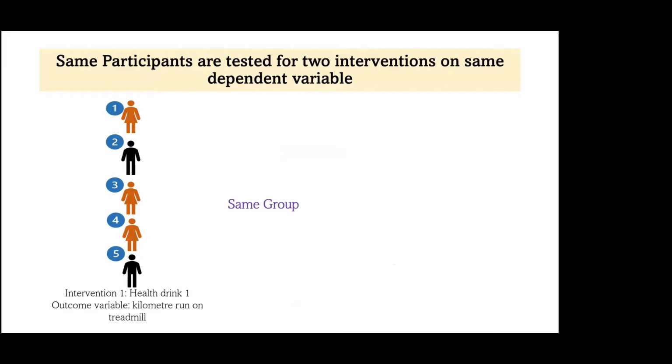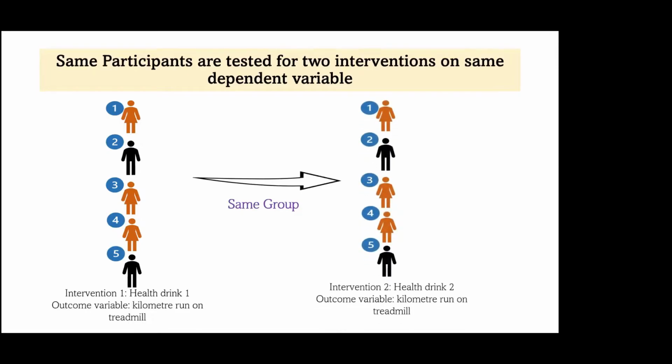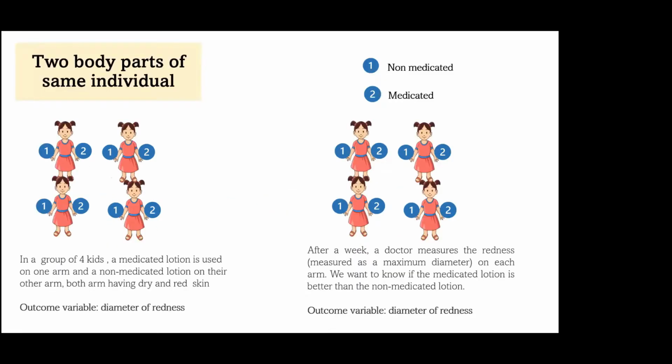Again, like if you are giving this group of people health drink one, and you have measured the distance run over treadmill. Again, the same group you have given another health drink. And in this health drink 2, again, you have measured the kilometer run on the treadmill. And then you can compare it. So this is an example of the same group under two different interventions. Again, the two body parts of the same individual, this is also a paired observation.